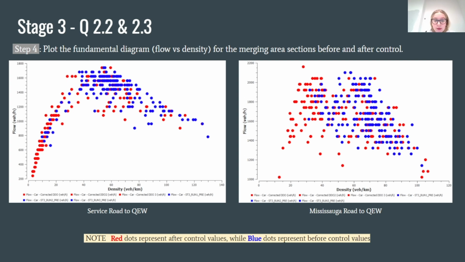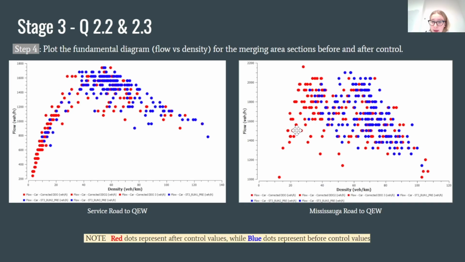As you can see from these graphs, red dots here represent the control values, which basically means the values after adding the ramp meter, while the blue dots represent the before-control values, which basically means the values before adding the ramp meter. Looking at this graph, we can see that density and flow follow a normal Greenshields model, which is described by the parabola-like shape, while for this location this pattern is not that visible. But in both cases we can see that the flow shifted from the lower capacity condition to a higher capacity condition, by looking at this shift between the areas.